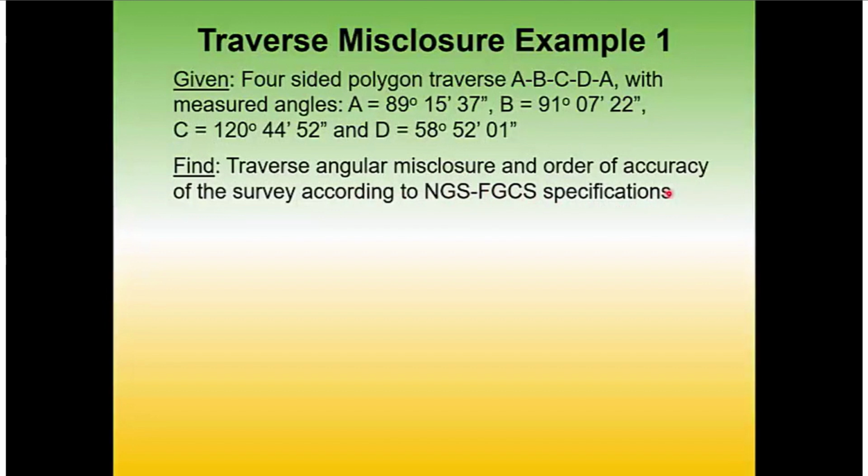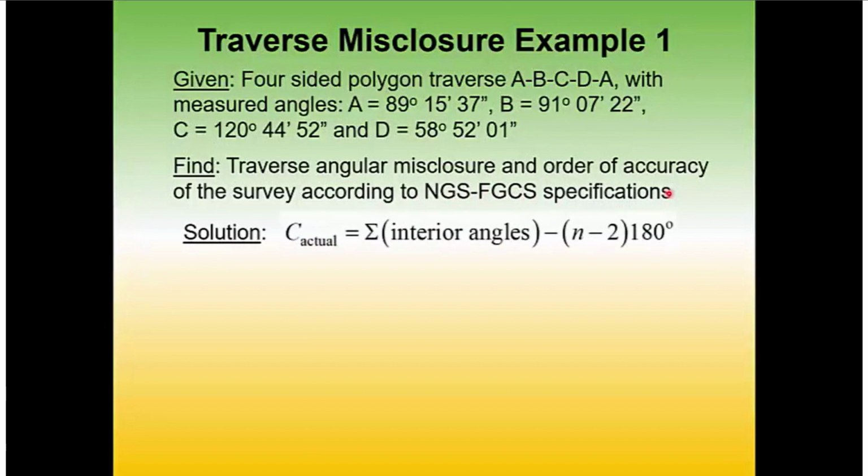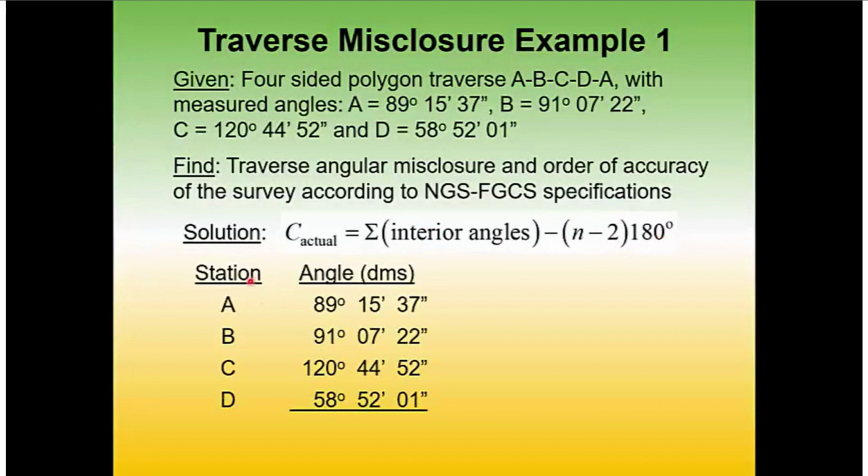So this is a traverse survey for a polygon, and the solution is, as we presented earlier, we need to find the sum of the interior angles and compare that to the geometrically correct sum. So let's list the angles according to station. Station A was 89 degrees 15 minutes and 37 seconds. B was 91 degrees 07 minutes and 22 seconds. C was 120 degrees 44 minutes 52 seconds. And D was 58 degrees 52 minutes and 01 seconds.